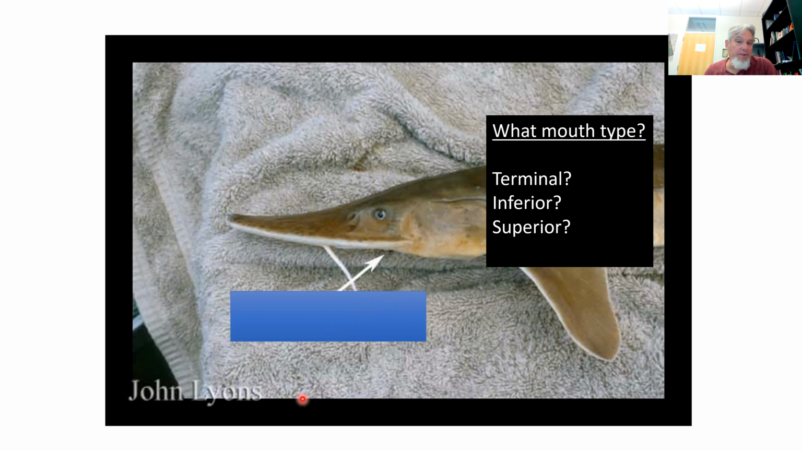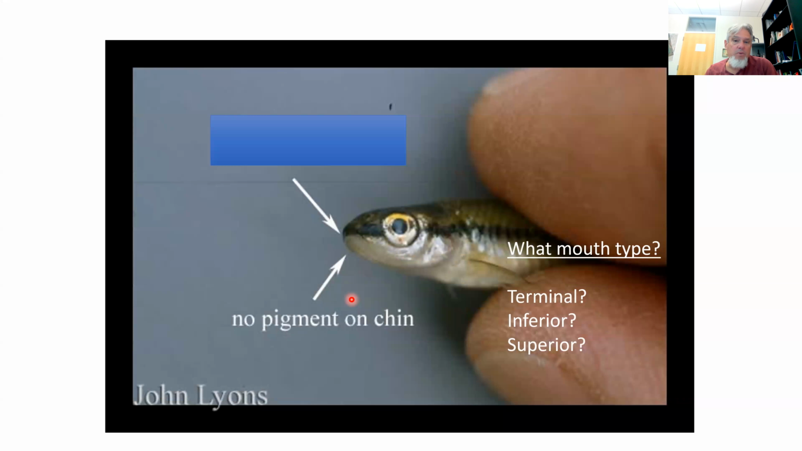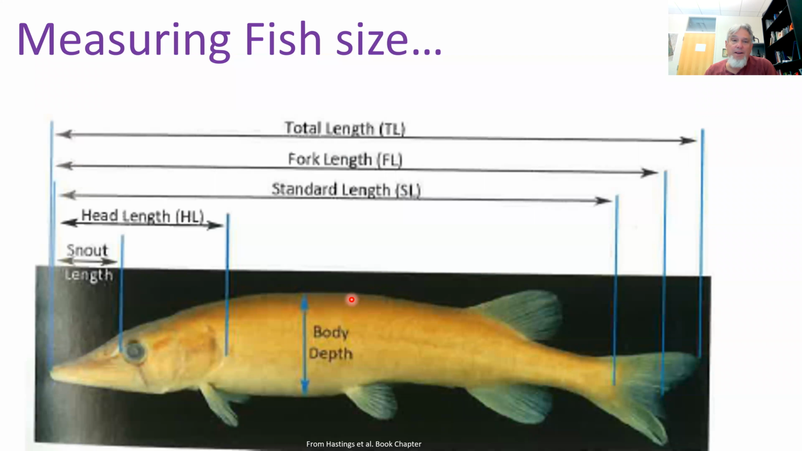On this fish, there's a mouth down here on the bottom. What would you call that? Inferior. And this one right there at the end, that's a terminal mouth, or maybe a subterminal mouth, depending on who you ask. So finally, measuring fish size, getting metrics on fishes, is really important to fisheries managers.